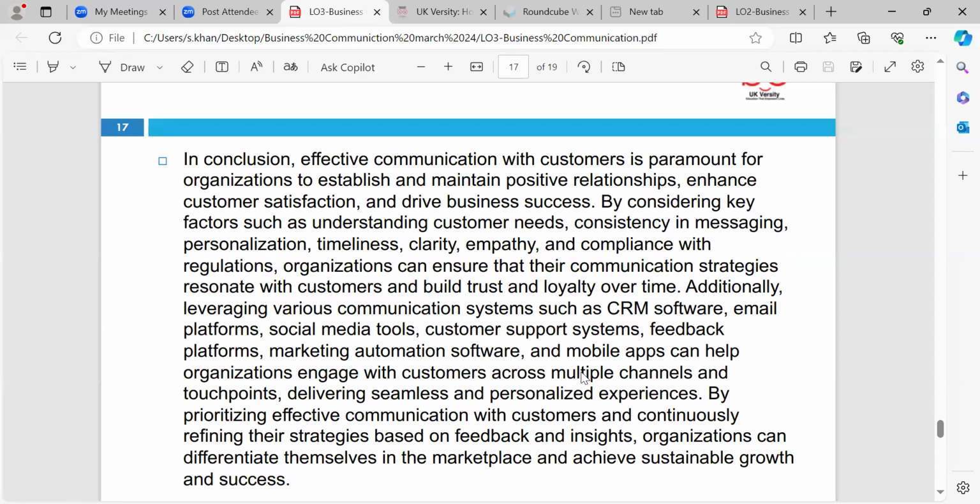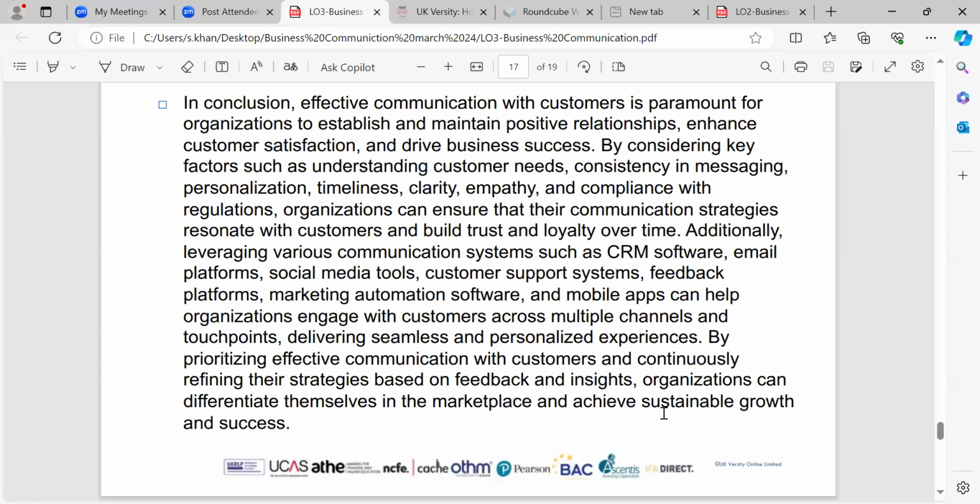Additionally, leveraging various communication systems such as CRM software, email platforms, social media tools, customer support systems, feedback platforms, marketing automation software, and mobile apps can help organizations engage with customers across multiple channels and touch points, delivering seamless and personalized experiences. By prioritizing effective communication with customers and continuously refining their strategies based on feedback and insights, organizations can differentiate themselves in the marketplace and achieve any sort of sustainable growth.